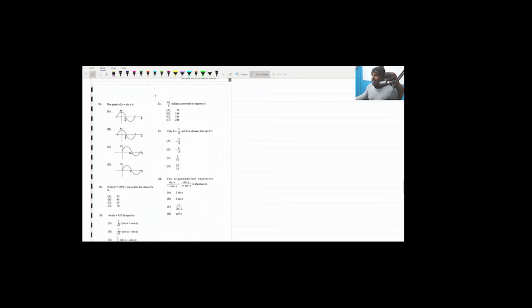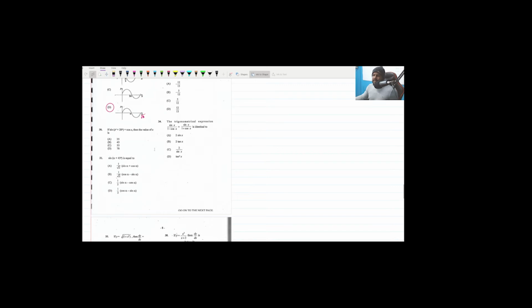Y is equal to sine x. Y is equal to sine x starts at the origin and finishes at 2 pi. Starts at the origin. So it's going to be d. This could be 2 pi here, although they didn't put it. And the last one.